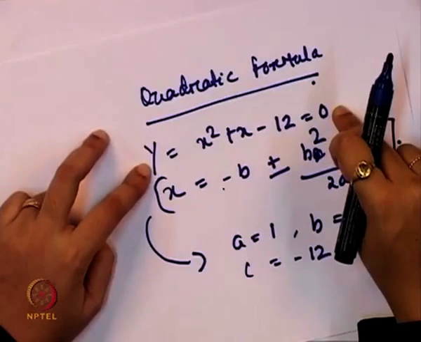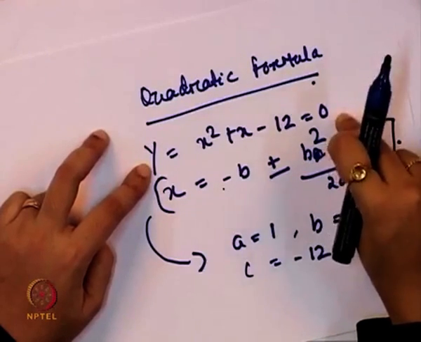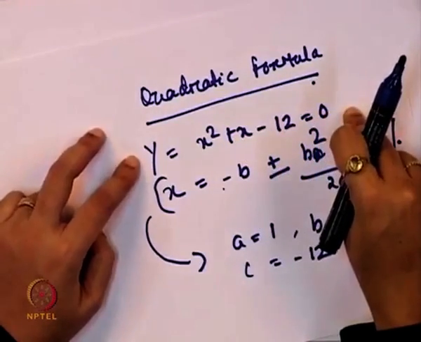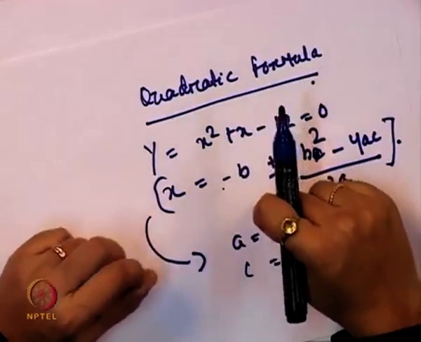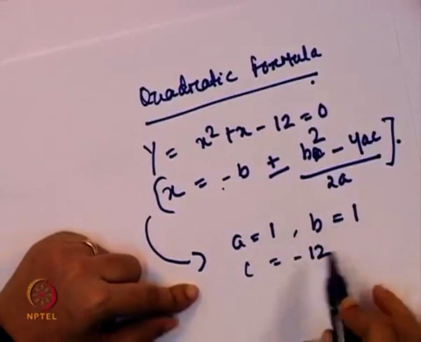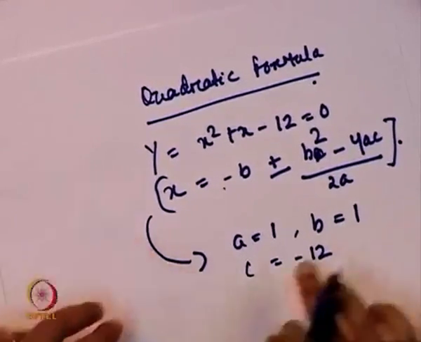The first step is to set this equal to 0, that is x square plus x minus 12 is equal to 0, and from this equation we get the values, that is A is equal to 1, B is equal to 1 and C is equal to minus 12. Now, we will substitute these values of A, B and C in the quadratic formula.